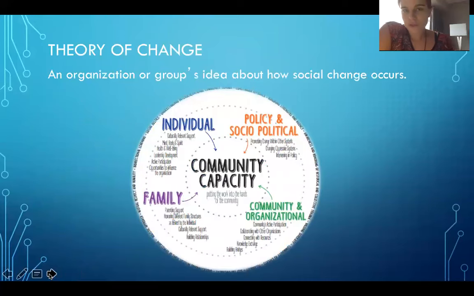So the first thing we're going to talk about today is theory of change. There's an interesting example here that we're going to just let people unpack in the image, but we're going to talk about this term in the broadest sense. It's an organization or group's idea about how social change happens. It's basically how you think you're going to be able to achieve the change that your organization or your group is focused on. And people have a lot of different versions and understandings of how that works.